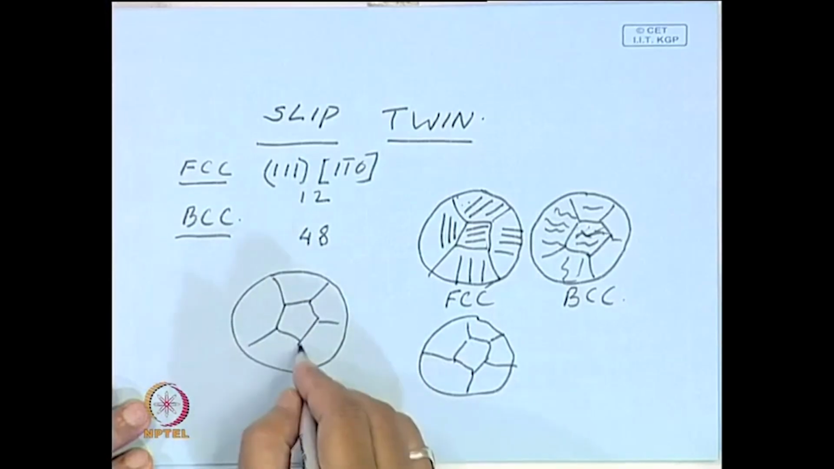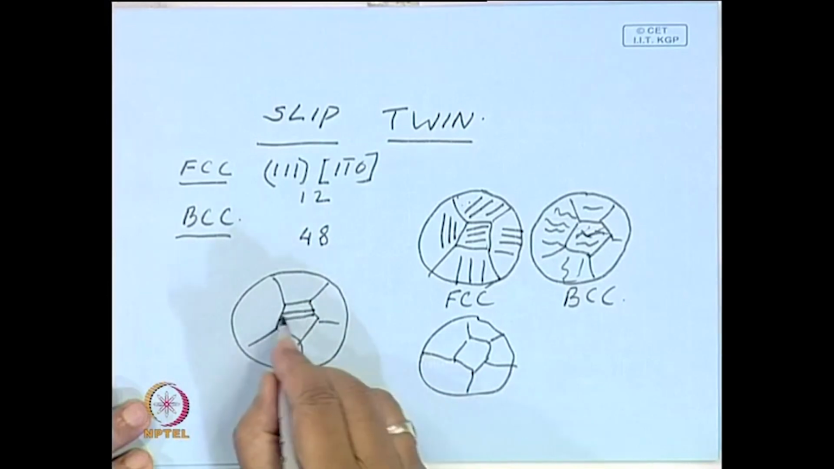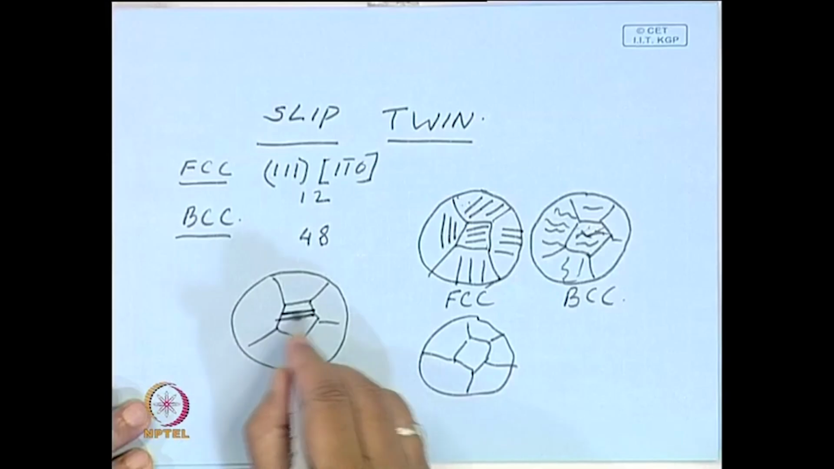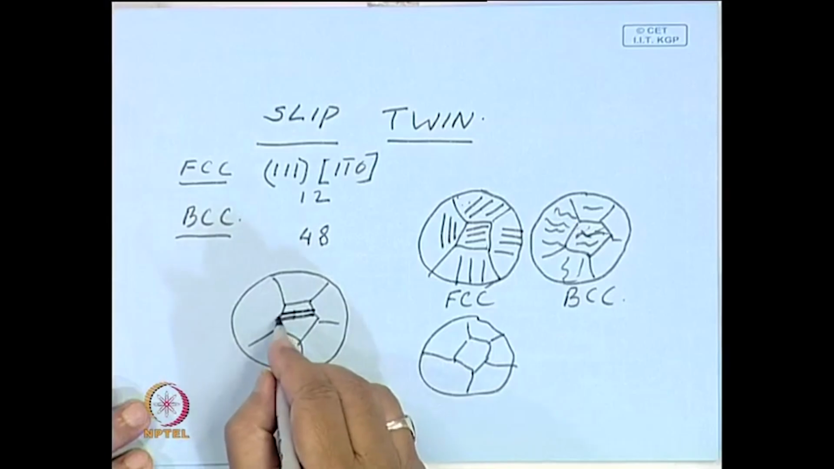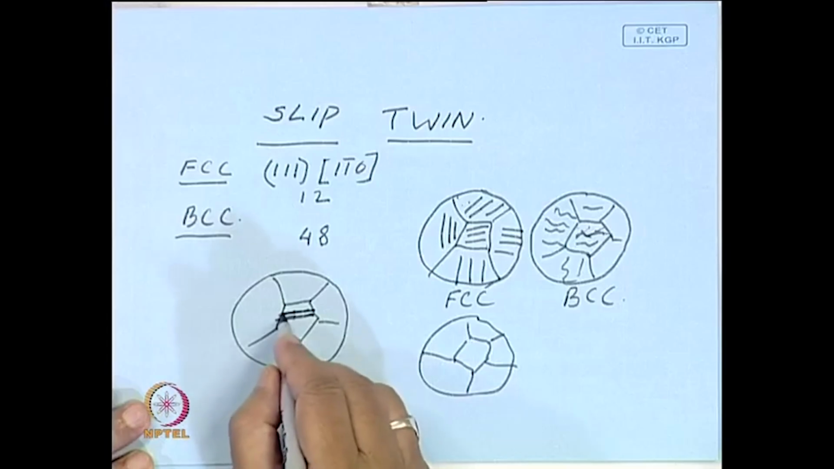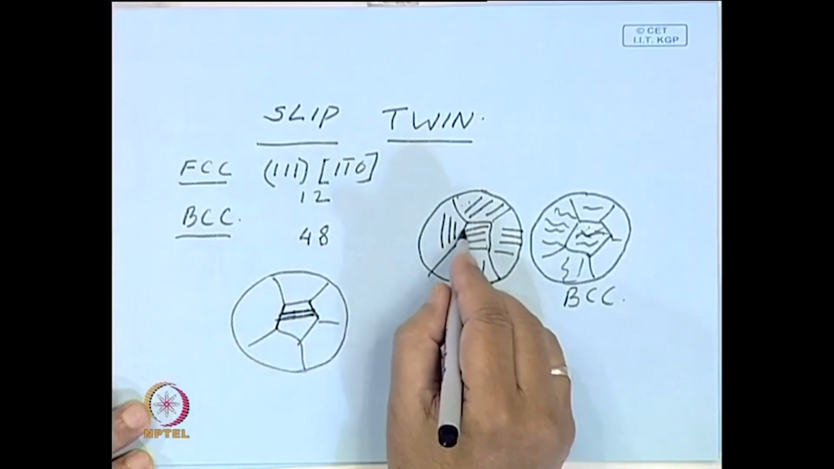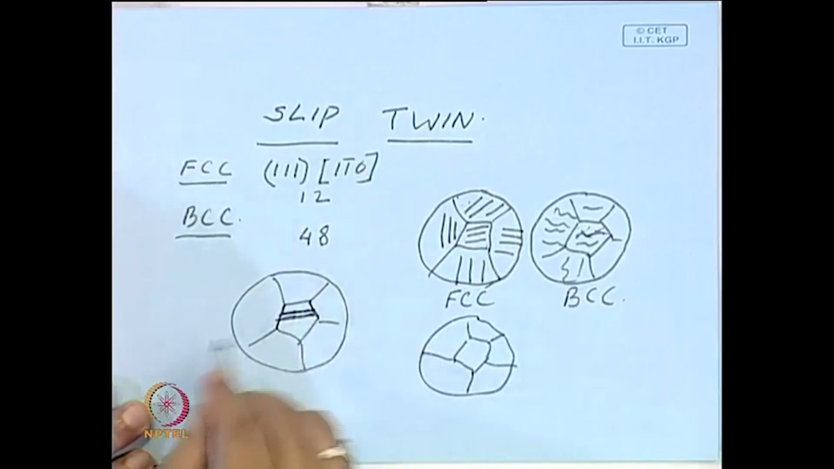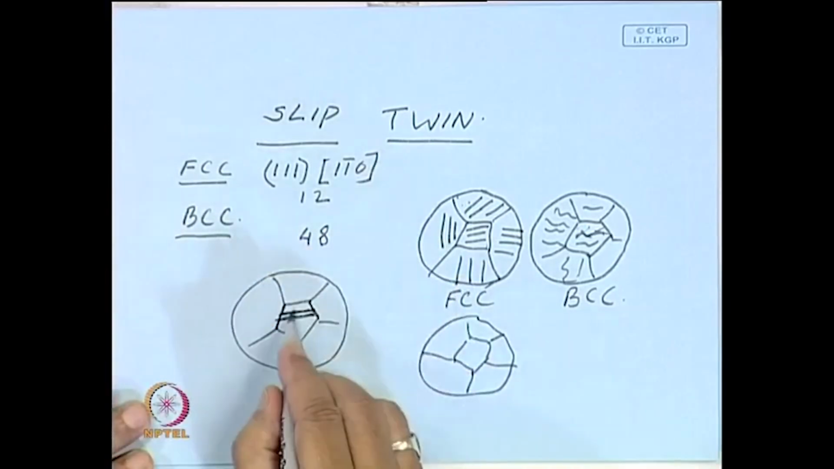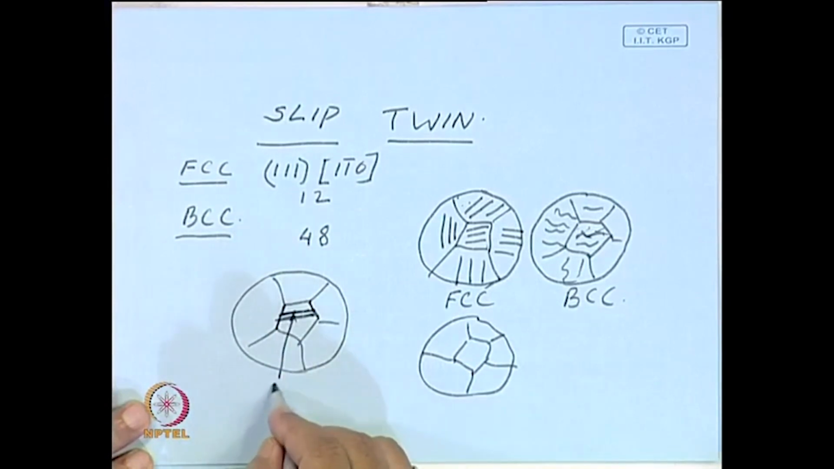Whereas, in case of a twin, there is a change in orientation, say something like this, and twin will have two lines, two planes, this is one plane, this is another plane. So, this is the twin, and in fact, the twin region is quite small with respect to the whole grain, and another thing is net strain here is much higher than the strain that takes place with a single slip. And here even if you polish, this will remain, because this has different orientation.